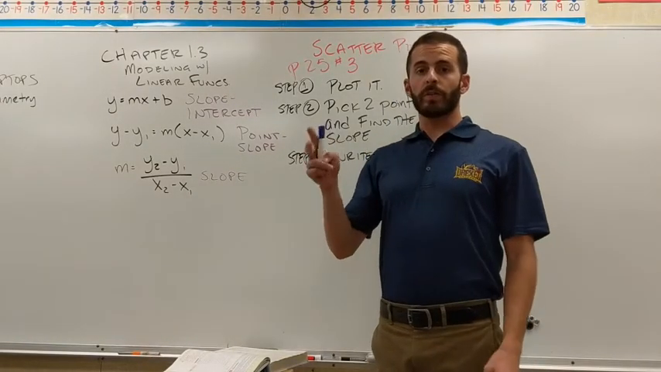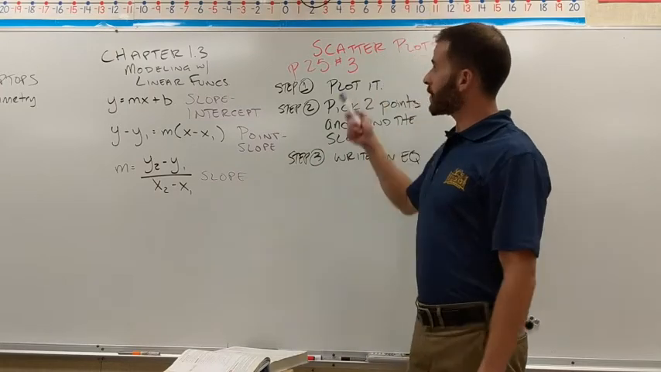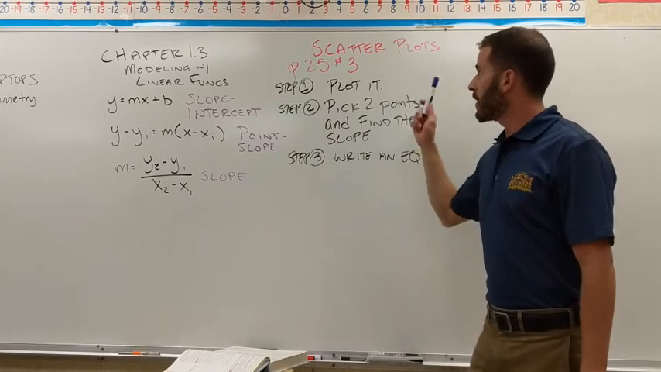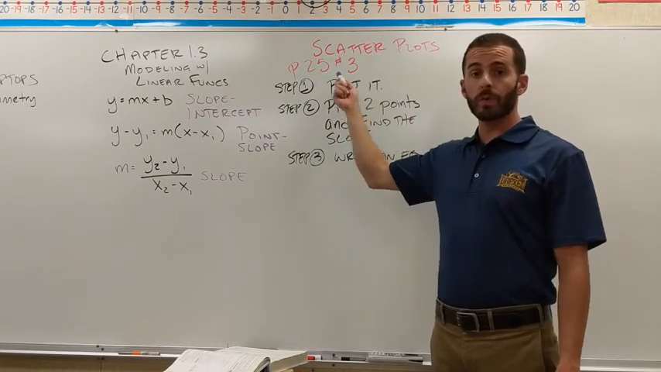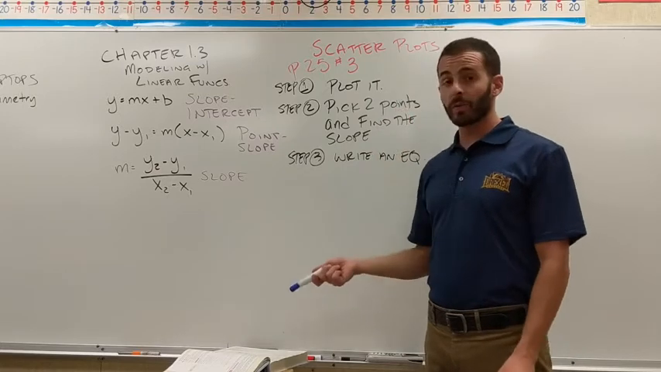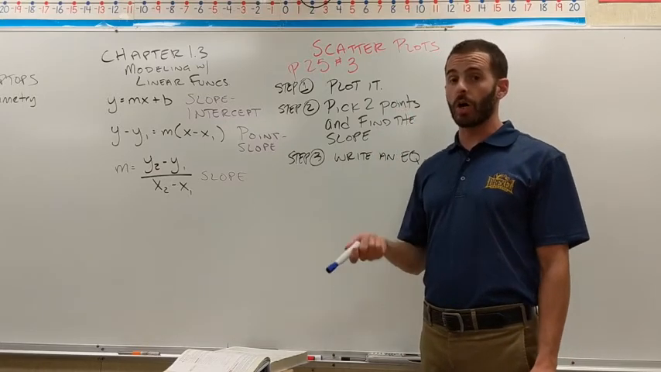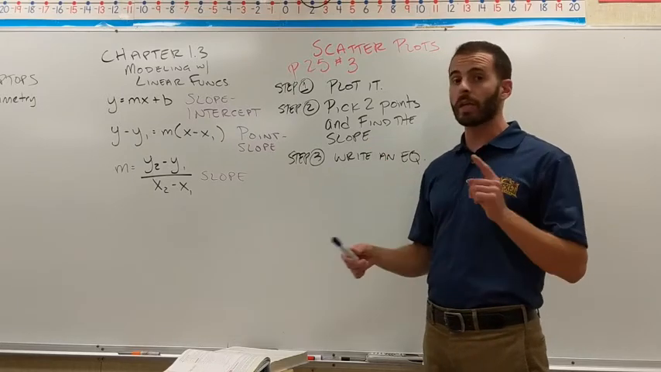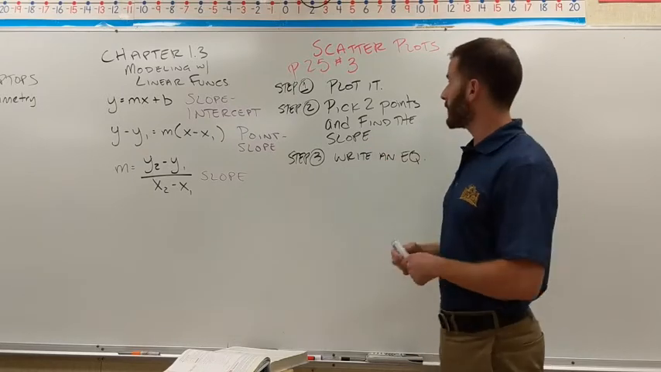Here's part 2 of lesson 1-3. We're doing scatter plots to help us model linear functions, so we're still talking about lines. I'm on page 25. We're doing number 3 at the bottom of the page. Page 24 and page 25 are things you're going to want to read on your own, especially the solutions on how to do this, just in case my way doesn't work for you.